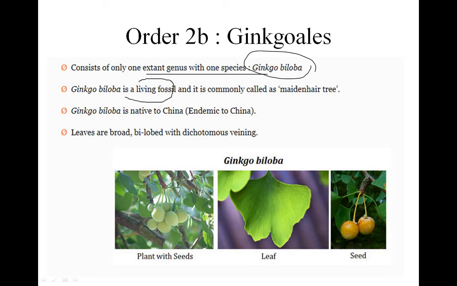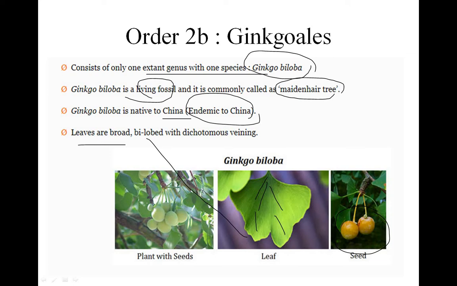This is a living fossil and is commonly called the maidenhair tree. This plant is worshipped in China like our tulsi plant in India, and it is endemic to China. One living plant is there in our Shivaji University campus. Leaves are broad. Here you can observe they are bilobed. Here you can observe these two lobes, again with dichotomous venation, and these are the seeds, and this is the plant with its seeds. Ginkgo biloba, a living fossil from the order Ginkgoales.